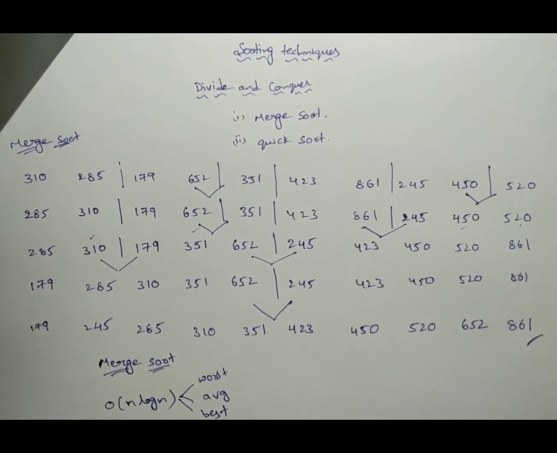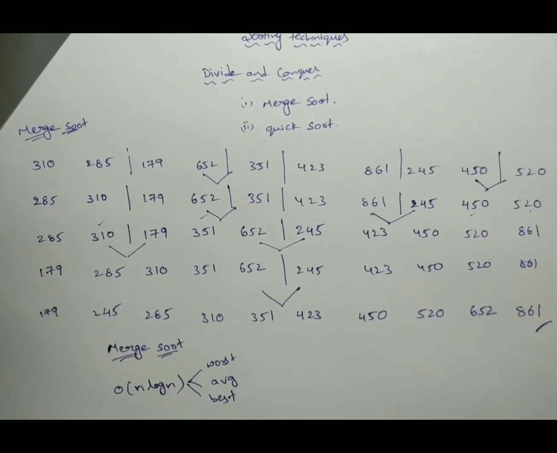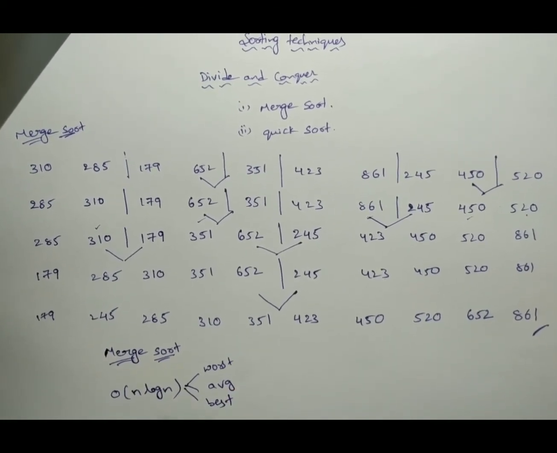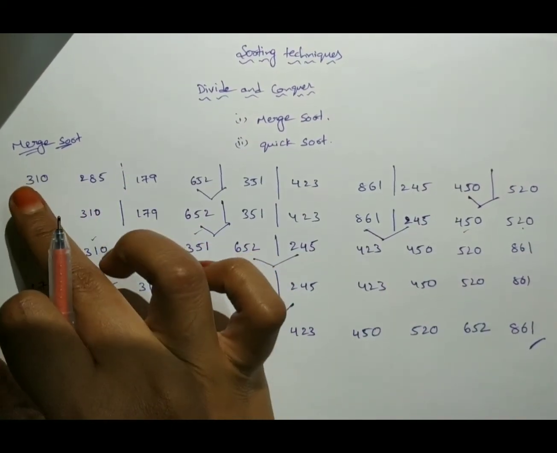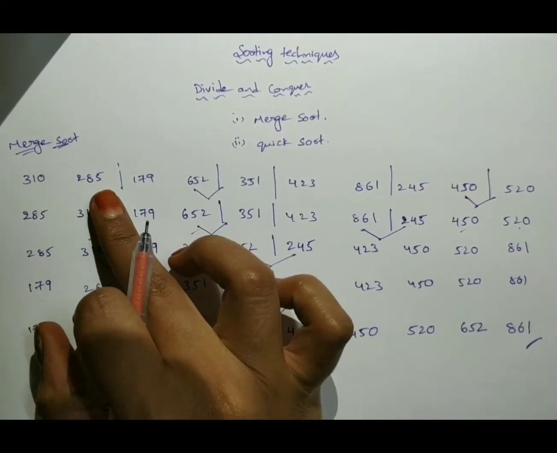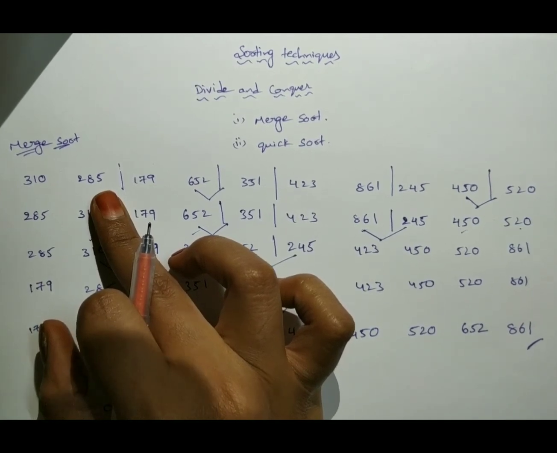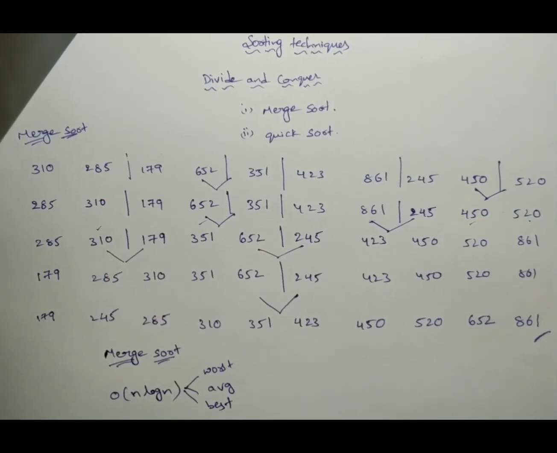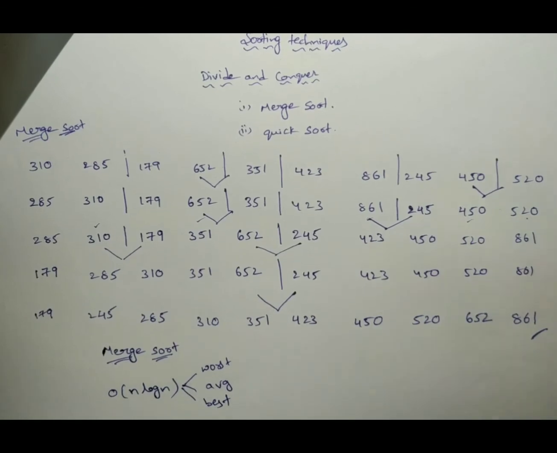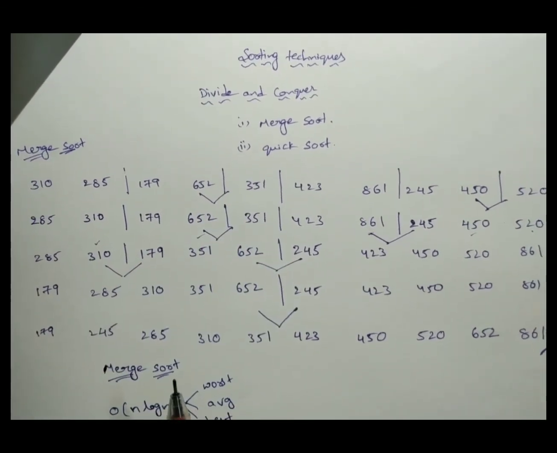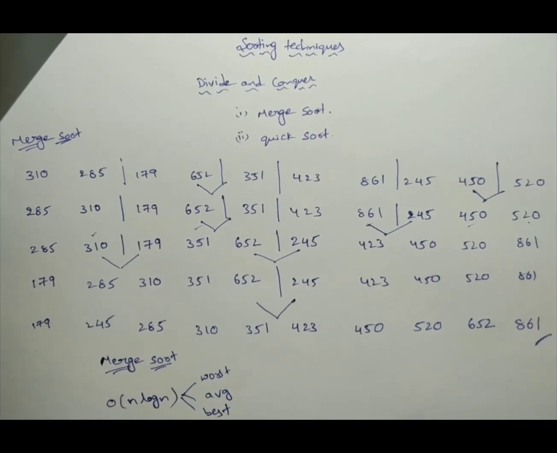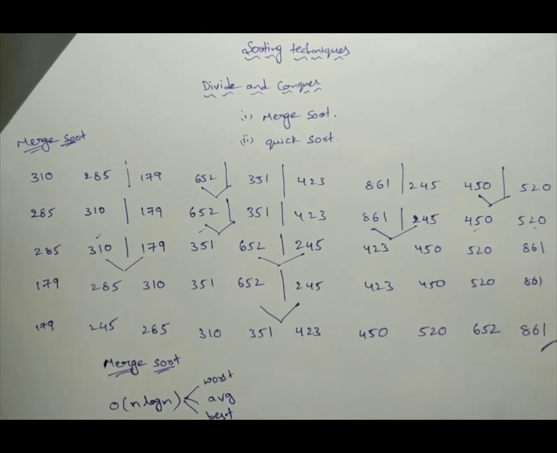See, I'll tell you why this time complexity is not changing in any of these cases. Okay, in the merge sorting technique we will compare each element with the other element. Okay, and after comparing these elements we may or may not replace the elements. Okay, that's why the time complexity will not change in any of these cases. Okay, now coming to the quicksort.